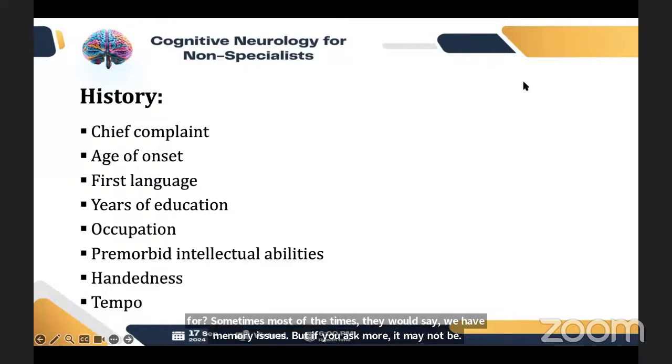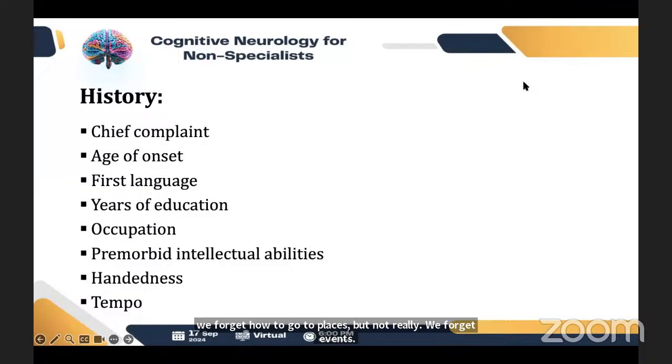It might be a visuospatial dysfunction. So they may mean that we forget places or we forget how to go to places, but not really we forget events. Or it might be simply a language problem that they lost the meaning of words or they forgot the meaning of things. So it might be a language problem. So you need to ask what is it that they're here for, and then you need to dissect that more.